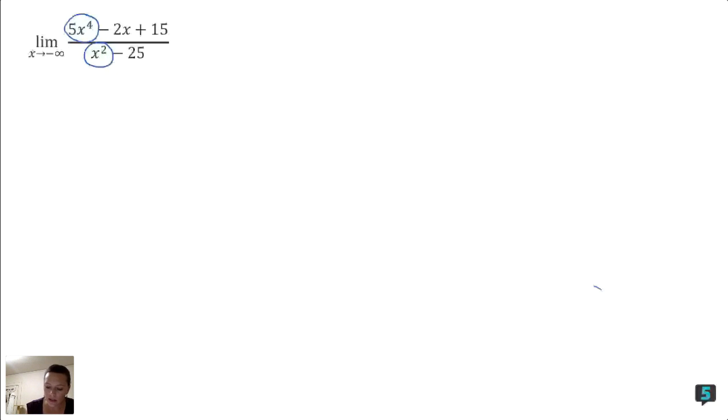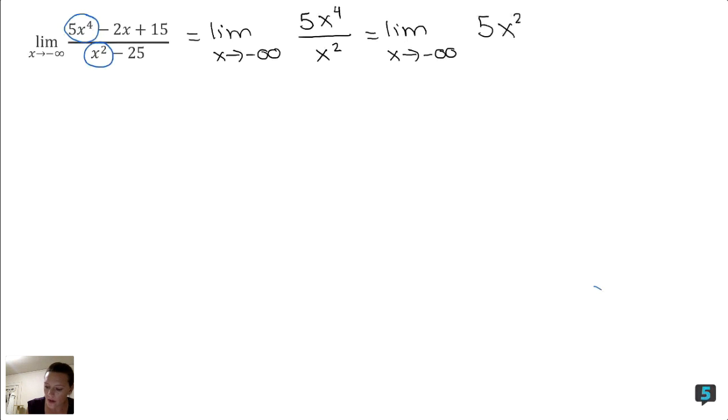So this limit is equivalent to the limit as x approaches negative infinity of 5x to the 4th over x squared. Let's simplify that one step further, and this would be equivalent to the limit as x approaches negative infinity of 5x squared. Now, just as in the last problem, my x values are getting larger and larger negative.